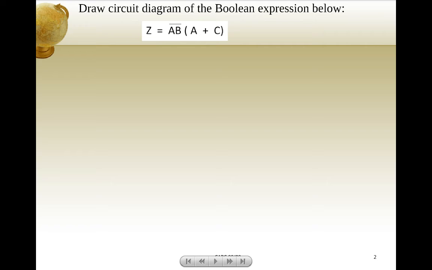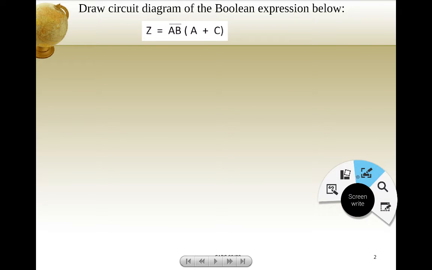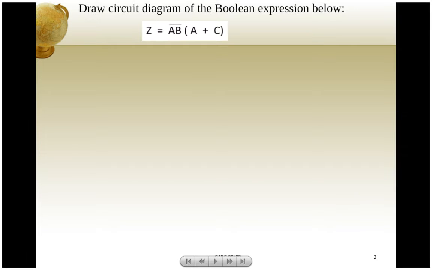Let's run through another type of logic circuit diagram problem that you may encounter. In this question, you're supposed to draw the logic circuit diagram given a particular Boolean expression. In this example, you have this expression here: Z equals A B bar, in brackets, ANDed with A plus C. Let's see how we should approach such a problem.